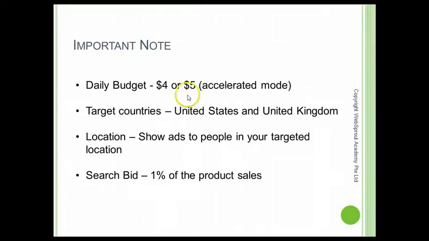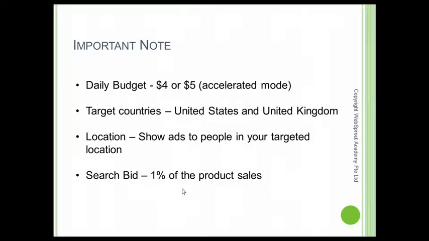First is the daily budget. You can set it to $4 or $5 daily. And the targeting countries we are targeting are the US and UK. Location, this is the setting that you should set for the location: show ads to people in your target location. And the search bid, which is per click.